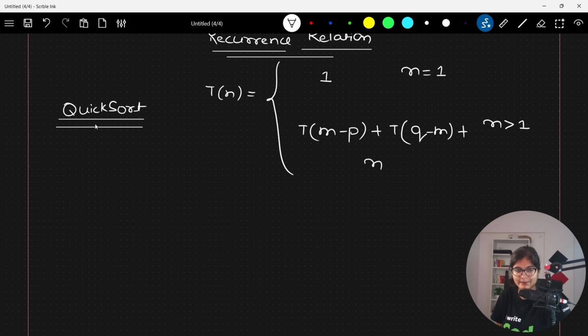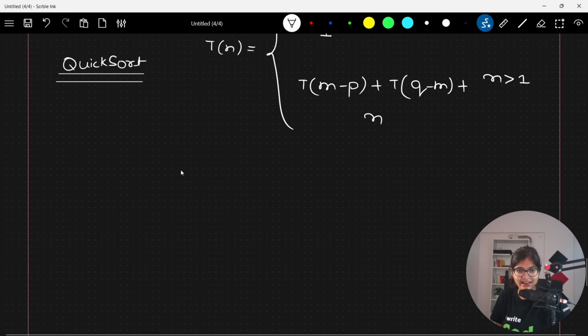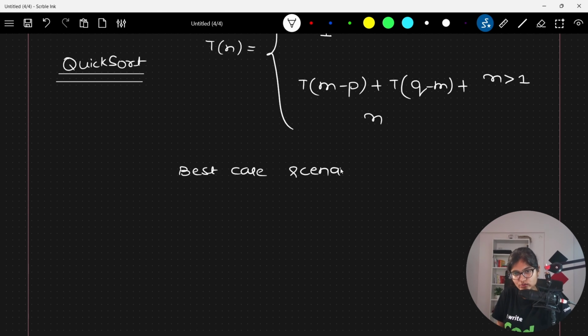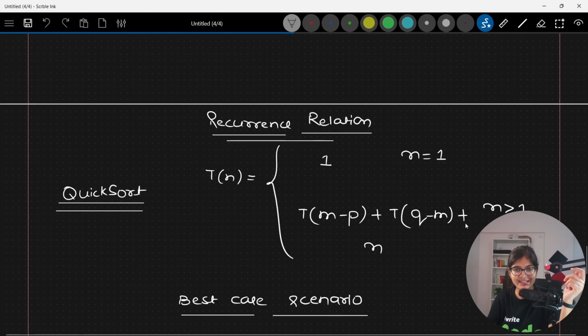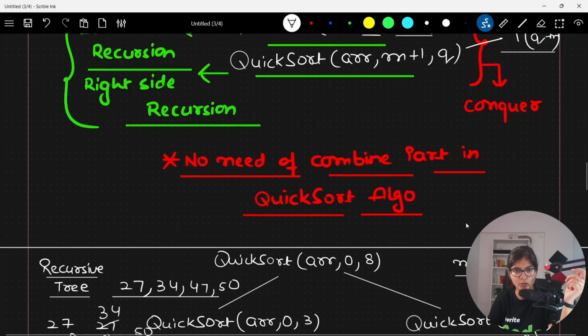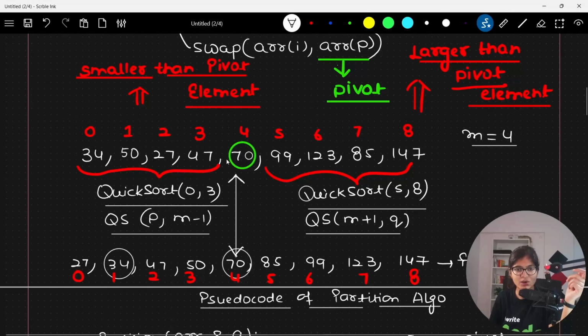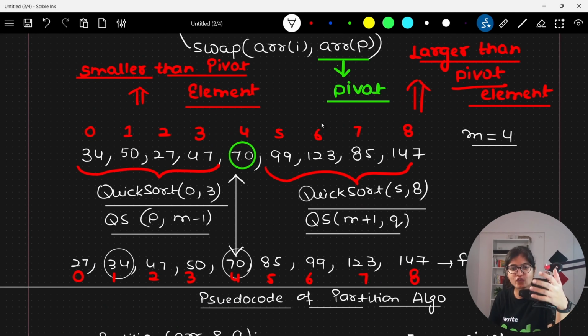Now you need to understand here, what will be the best case scenario in this recurrence relation? The best case scenario will be when half of the elements will be present at the left side and half of the elements will be present at the right side of your pivot element. For example, the question that we have just solved, where almost 4 elements are on the left side and 4 elements on the right side. So there will not be much burden on either side. Almost equal elements are there on the left and the right side. That is the best case scenario.